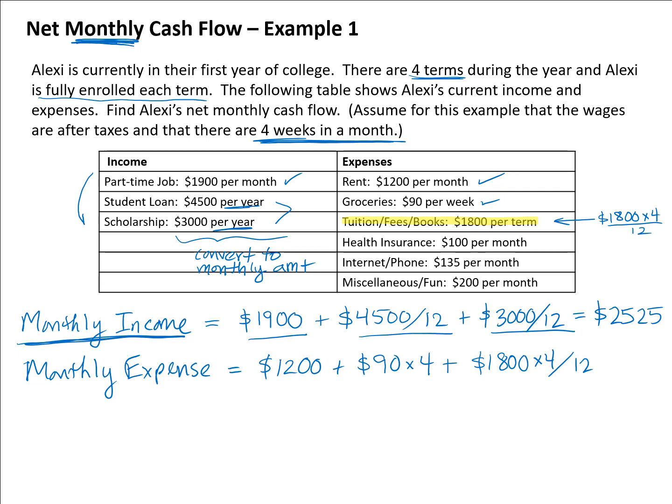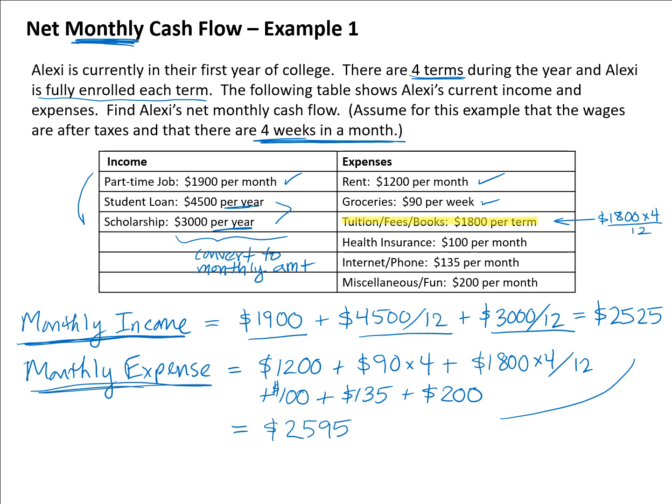Next, we have health insurance: $100 each month. Internet and phone is also a monthly amount, $135 per month. And then miscellaneous, $200 per month. So when I calculate all of that together, 1,200 plus 90 times 4 plus 1,800 times 4 divided by 12 plus 100 plus 135 plus 200, I get that Alexi's expenses are $2,595 each month. Again, that's the monthly expenses.